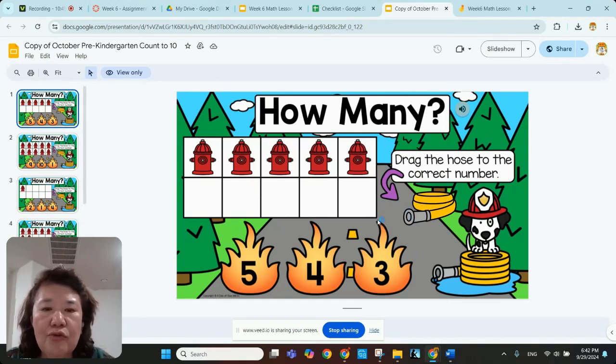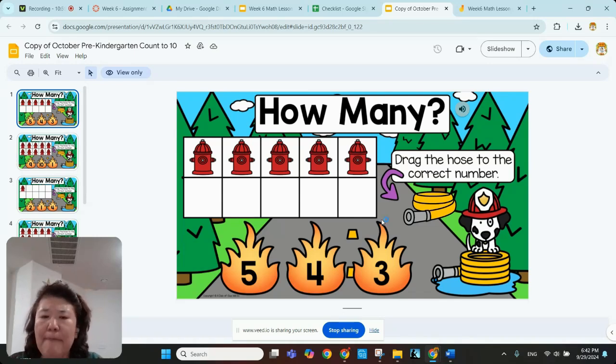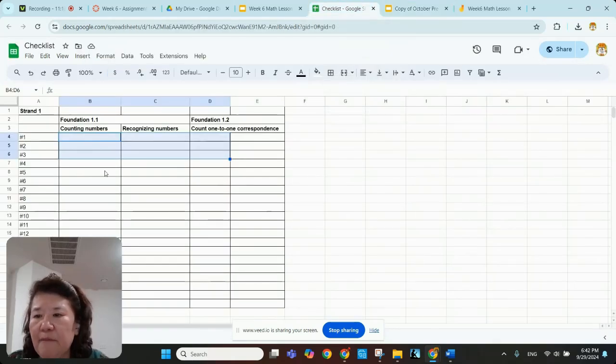Students who have one or two happy faces can do this one. If they do not have any happy face, I will make another group with the sad faces. I will focus on reciting and counting and recognizing numbers instead of doing this kind of activity. And after I finish, I will do a little formal assessment.